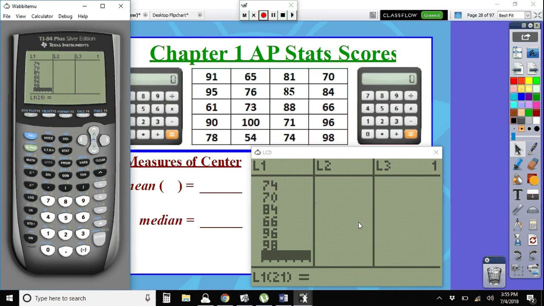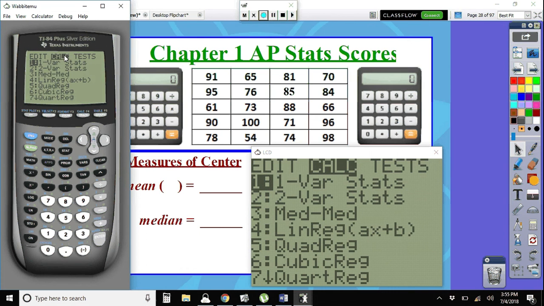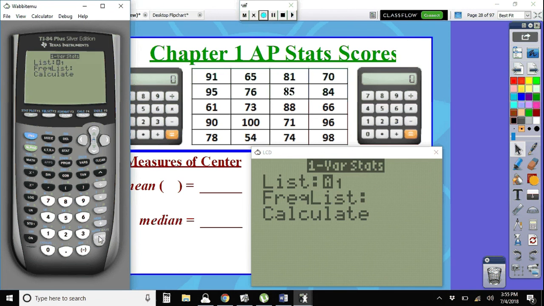All right, so once you have all your values in there, then what you can do is go to the Stat button again and go over to the Calc menu, and we're going to select the first option here, 1-Var Stats, or 1 variable statistics. And it's going to ask for a list, and by default it's list 1. But let's say you put your numbers into list 2. How do you get list 2? Well, there's a shortcut here.